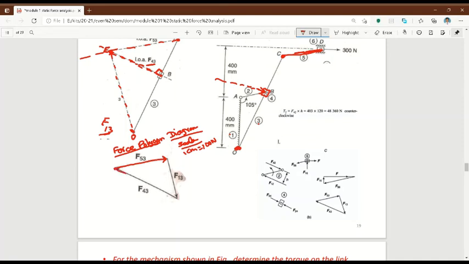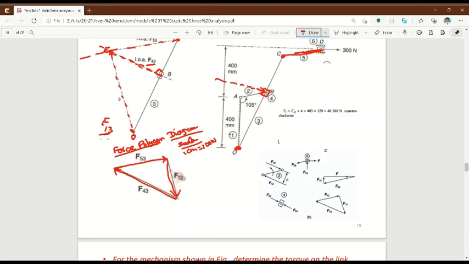If I draw here, I'll get the complete triangle. Suppose if I draw the F43 line somewhere else, the diagram will not be completed. That's why I am drawing here. After that the remaining thing is F13. Okay, F13. Now measure the values.